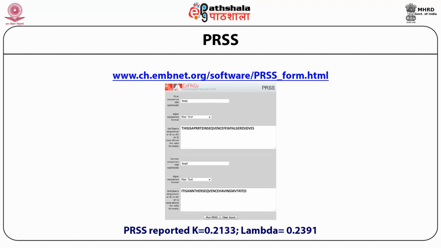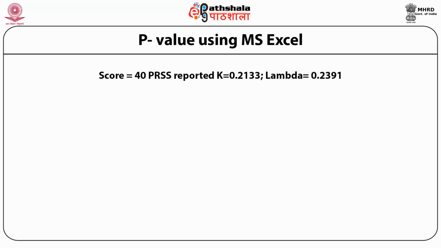Simply paste two sequences as plain text in the provided text boxes and click the Run PRSS button. On the following page, PRSS reported lambda equal to 0.2391 and K equal to 0.2133. Now the p-value can be calculated using MS Excel. Run MS Excel and enter K, lambda, score and p-value as labels in cells A to D in row 1. In the second row, enter the actual values, that is 0.21, 33, 0.2391, score 40, and type the formula shown in the slide in cell D2.